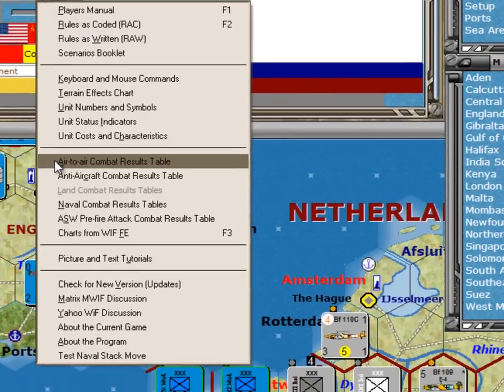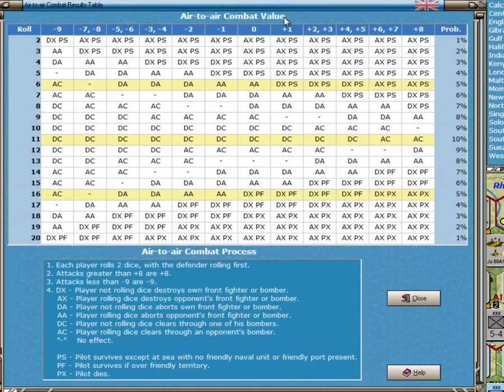We're then into combat results tables, which can be brought up here. Here's the air-to-air combat. Here are the various die rolls, and down the right-hand side are the percentages of the time that you will roll that number. So an 11 is the most likely result when you're rolling 2 dice and adding them, and that occurs 10% of the time. There are also some other explanations down at the bottom here for what all the letter codes mean.